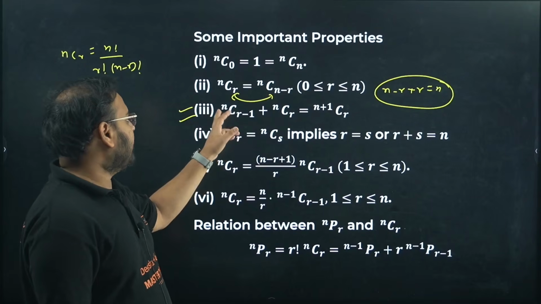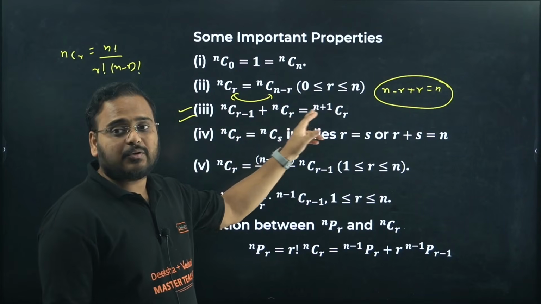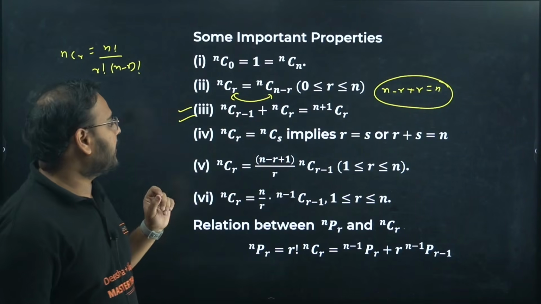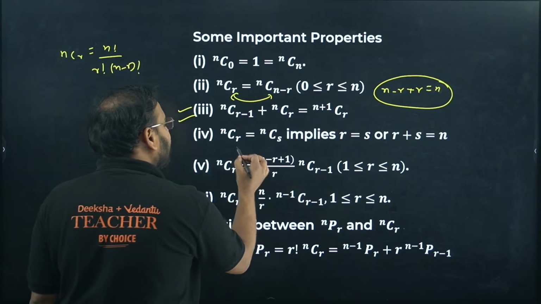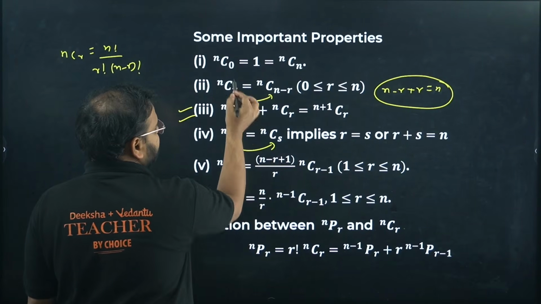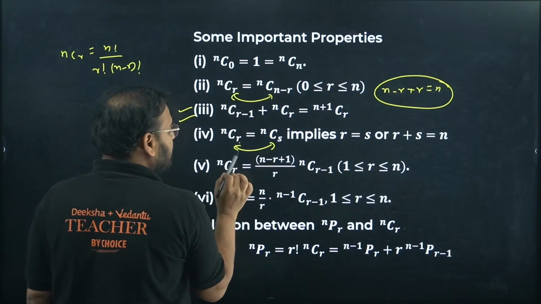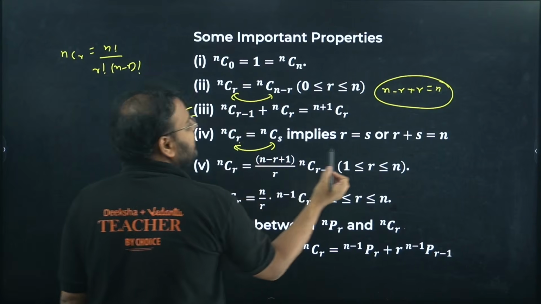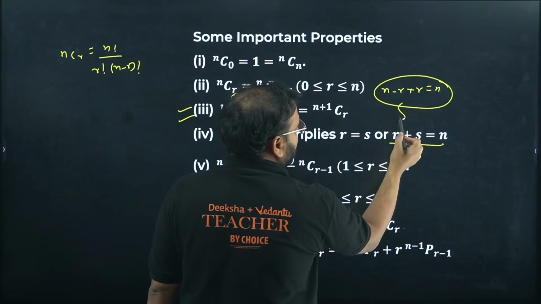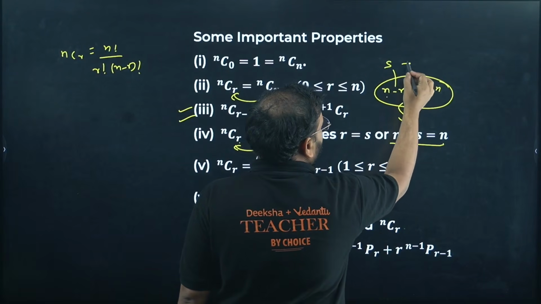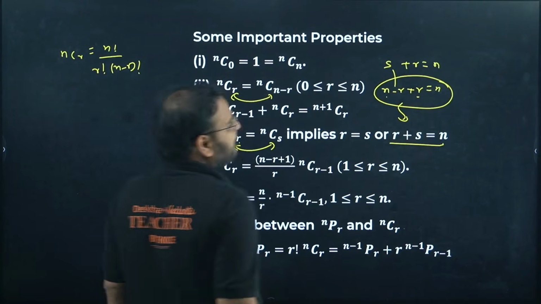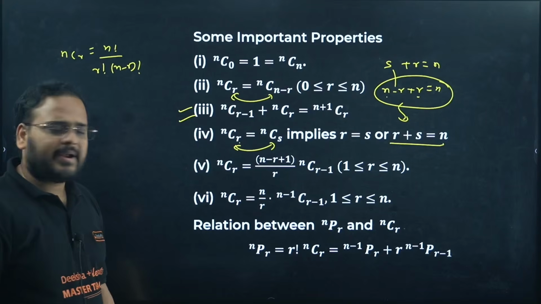Again, check here: nCr-1 plus nCr equals n+1Cr. Okay, again, nCr and nCs are given equal. It means that either r and s are equal, or r and s add up to n. This is the case I'm talking about. When you add them, let's say this is your s and this is your r, adding up to n.